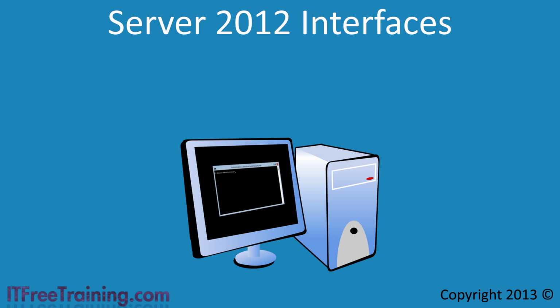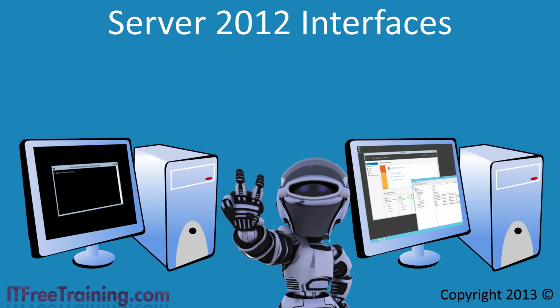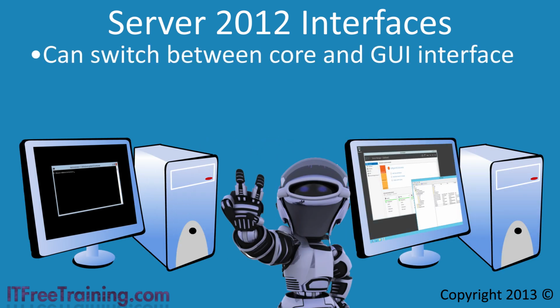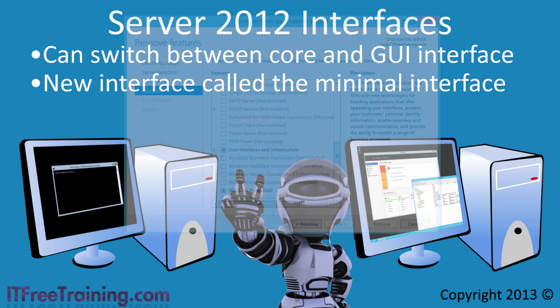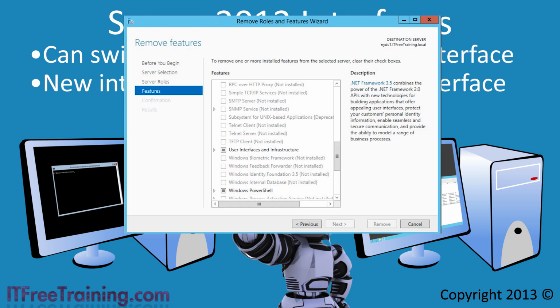Unlike Windows Server 2008, Windows Server 2012 allows you to switch between Core and the full interface at any time. It also introduces another interface type called the Minimal Interface, which is between the full GUI and the Server Core interface. The decision which interface you want to use comes down to personal preference and also which features are available in that interface. As shown here, the GUI interface is simply a feature of the operating system.